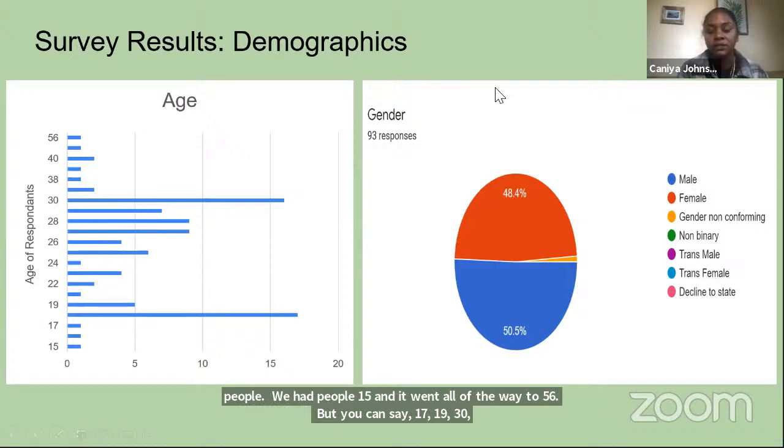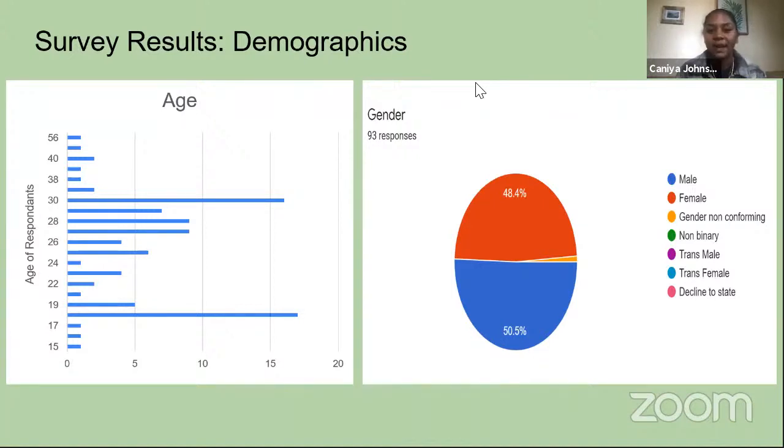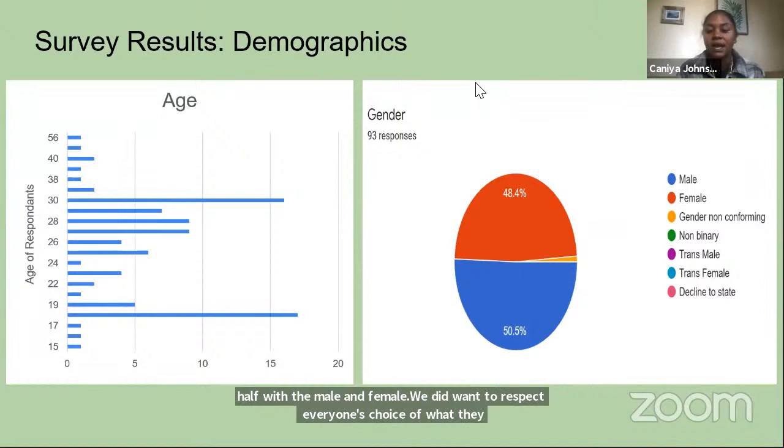We also decided to show you the gender. And so as you can see there, it's kind of half and half with the male and female. We did want to respect everyone's choice of what they're calling themselves. And so we added a few other options. And if people were uncomfortable answering, they were able to say that. And it was only about 7% of people who were uncomfortable answering that question.